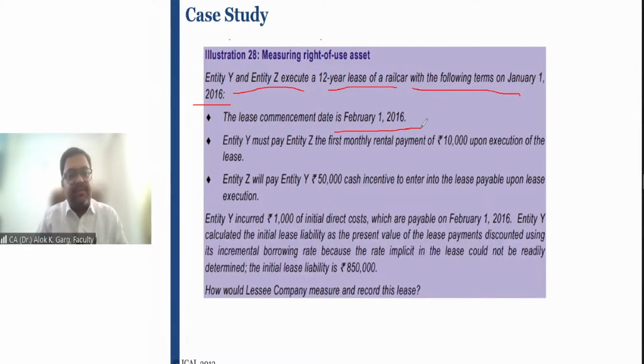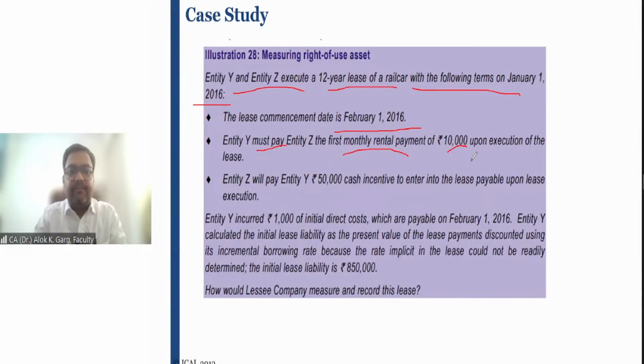Lease commencement date is 1st February. Lease term is 12 years. Underlying asset is rail car. Entity Y is a lessee, entity Z is a lessor. Entity Y must pay entity Z the first monthly rental payment of rupees 10,000 upon execution of the lease, right? So when this lease agreement was concluded, entity Y has to pay a first month rental of rupees 10,000. It is an advance rent.